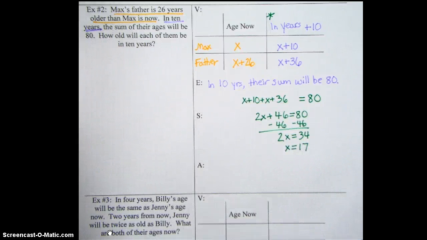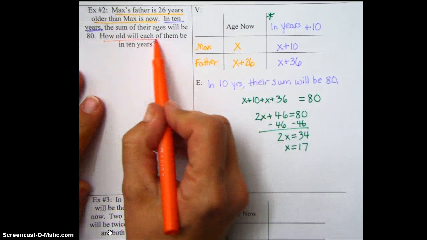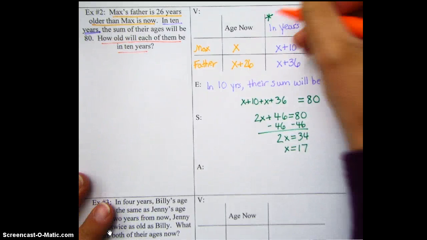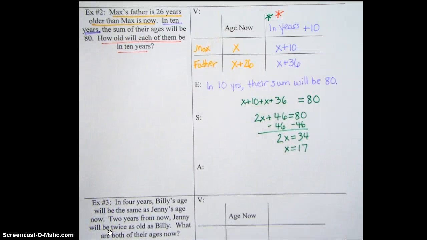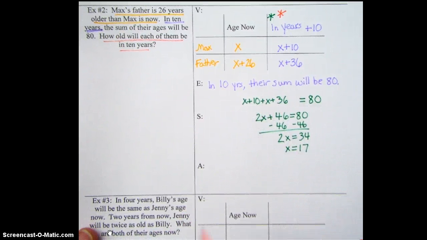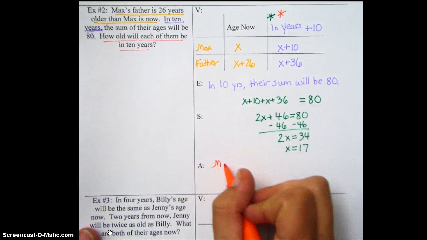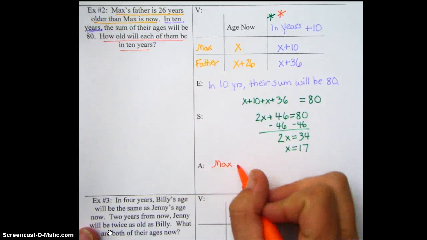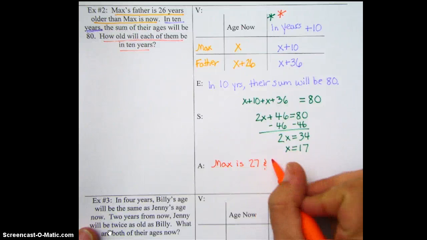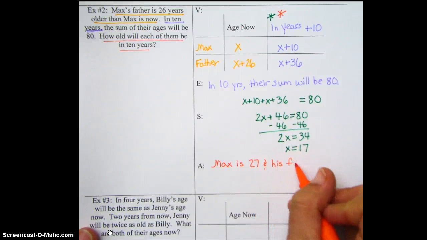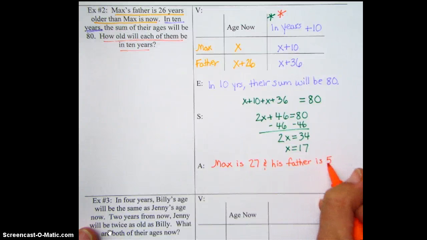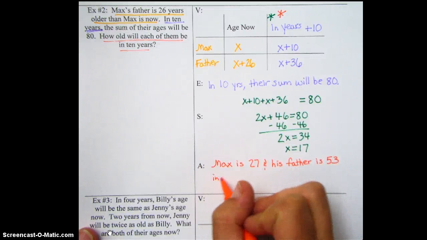Looking back at the question, it says, how old will each of them be in 10 years? That means that they want to, again, use this column in order to answer it. So we're going to substitute 17 in place of the variable. 17 plus 10 gives us 27, so Max is 27, and his father is 53 in 10 years.